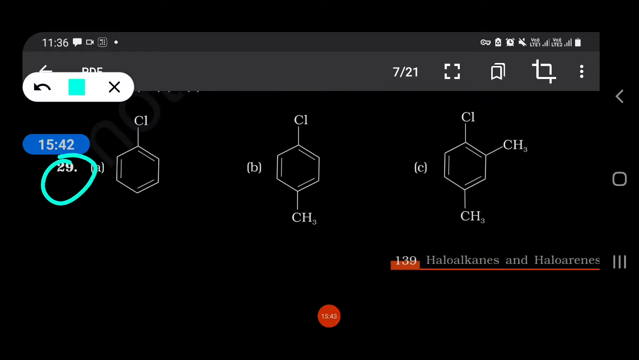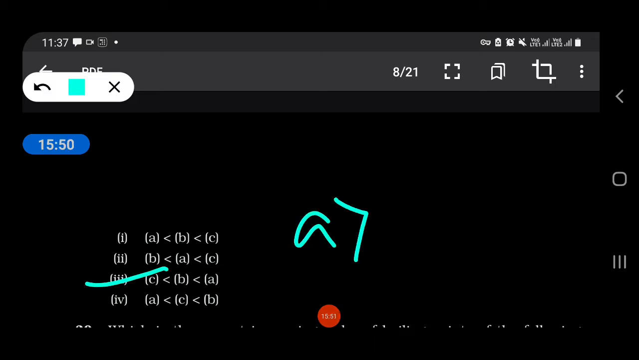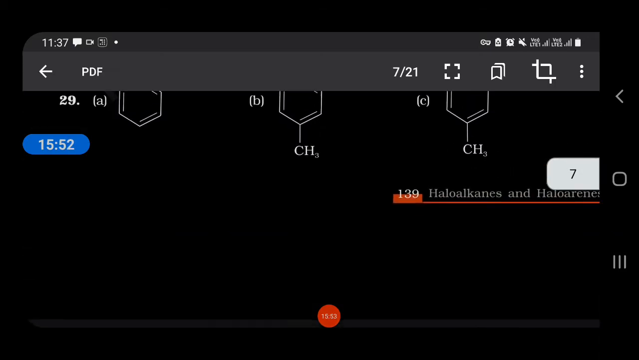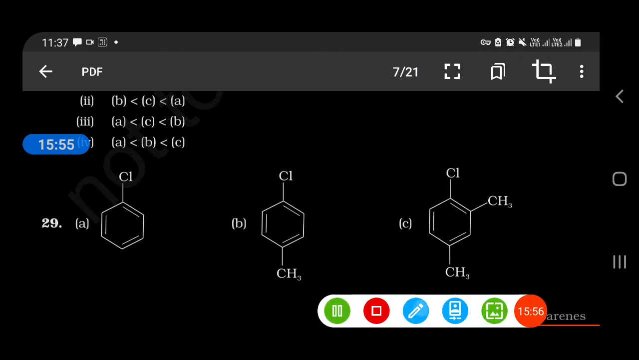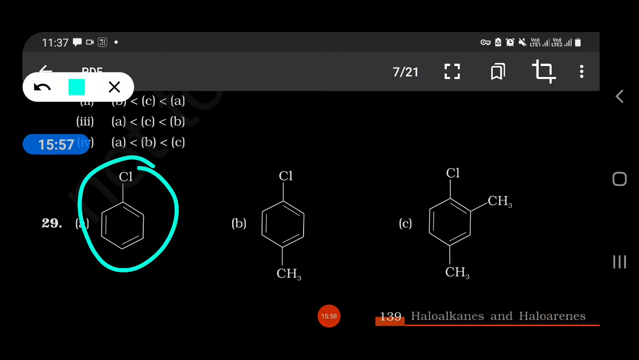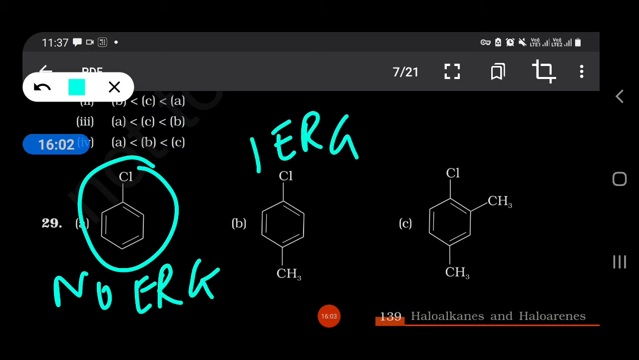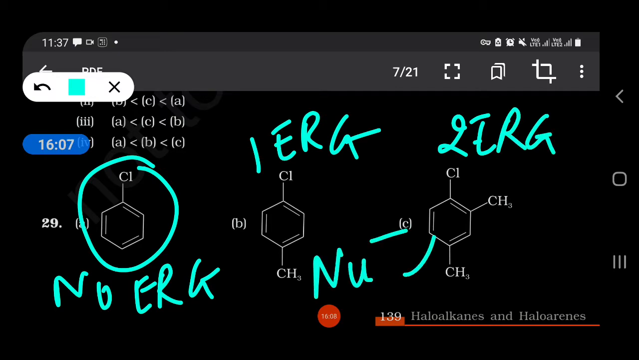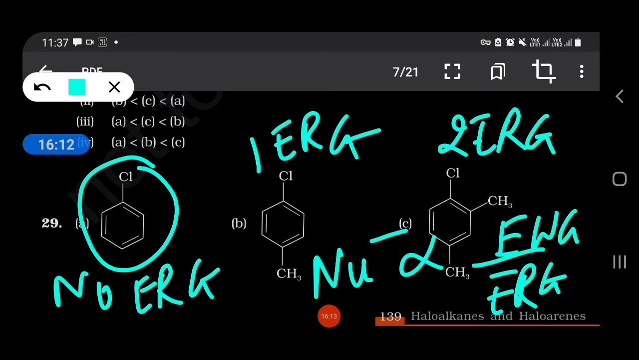In question number 29, what we can say is A greater than B greater than C, because in A you can see there is no ERG. Here one ERG is there and here two ERG are there. So as we know that nucleophilic reaction is inversely proportional to ERG and directly proportional to EWG, we can say that A is greater than B greater than C. Okay.